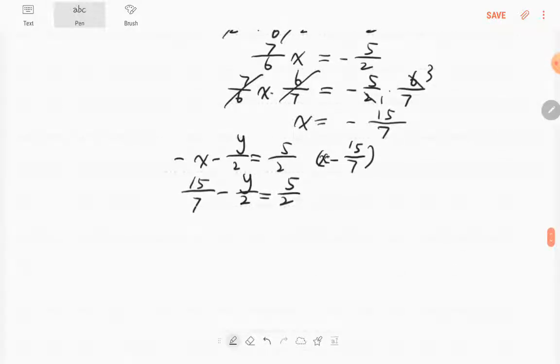So after that, maybe we will get half y is equal to, so this time maybe we need to get the common denominator. So it will be 14 over 30 minus 35.